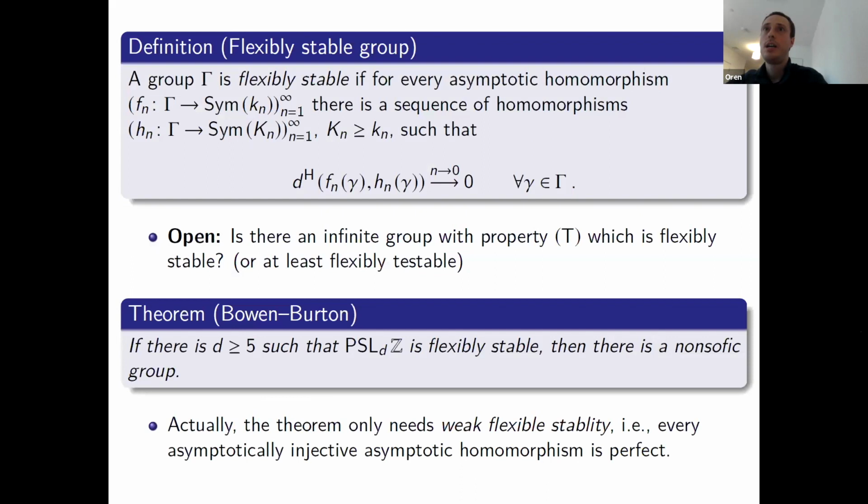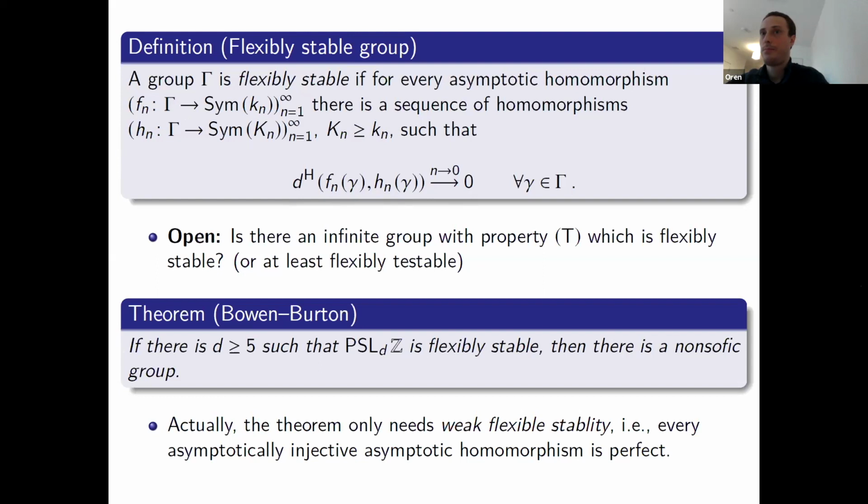And now I can redefine stability. I say that the group gamma is flexibly stable if for every asymptotic homomorphism, just as before, there is a sequence of true homomorphisms, but now I'm letting those true homomorphisms be into larger symmetric groups if they want to, such that Fn, the asymptotic homomorphism, and Hn, the sequence of homomorphisms, are asymptotically equivalent. And I've used here the normalized Hamming metric, but the extended definition from the previous slide.